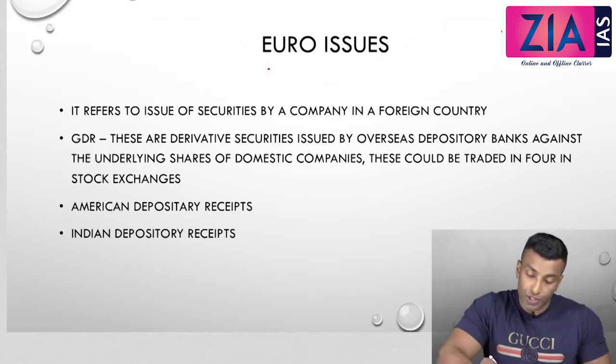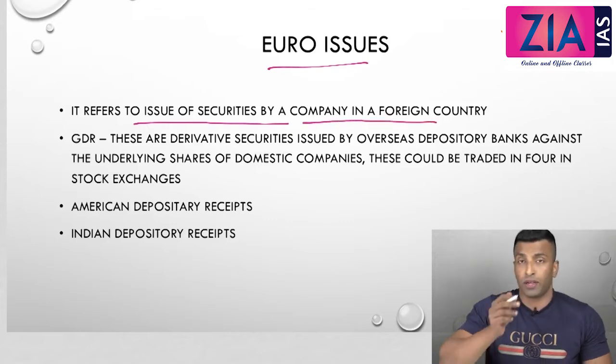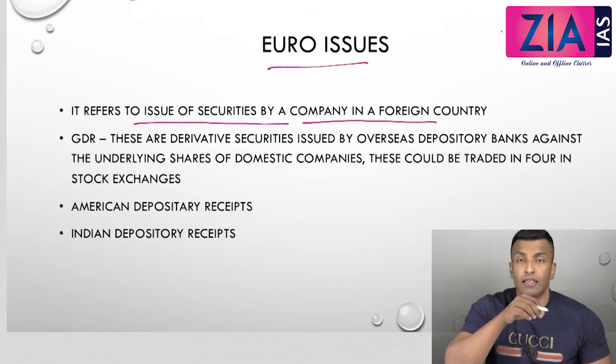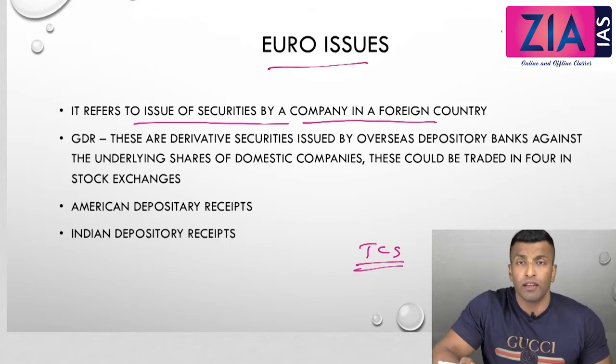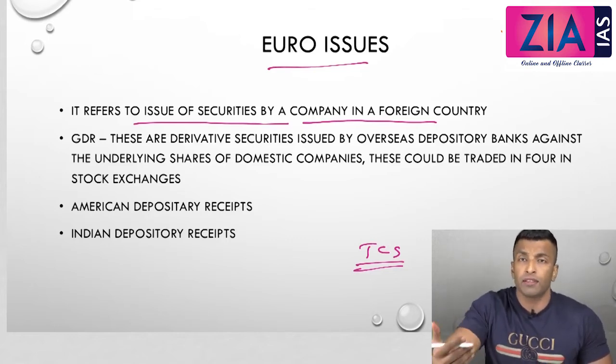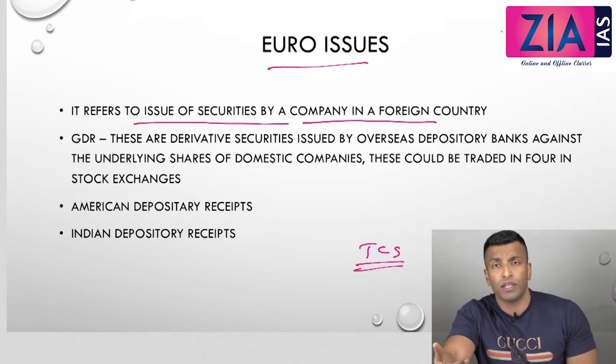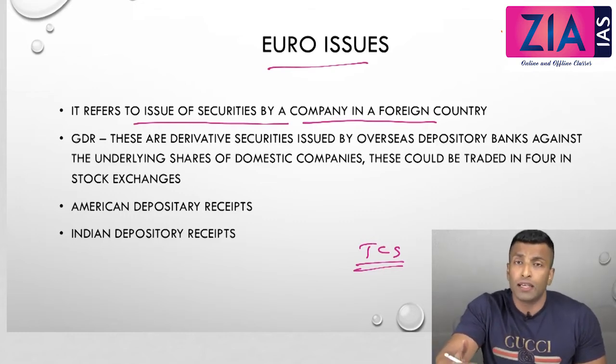Okay, so that is euro issues. Now what are they? It refers to issue of securities by a company in a foreign country. See, I have a company in India. Let's suppose TCS is issuing securities in India, an IPO, initial public offer, to mobilize funds in the beginning. Later, if they want to mobilize funds, they'll go for an FPO, that is follow-on public offer.